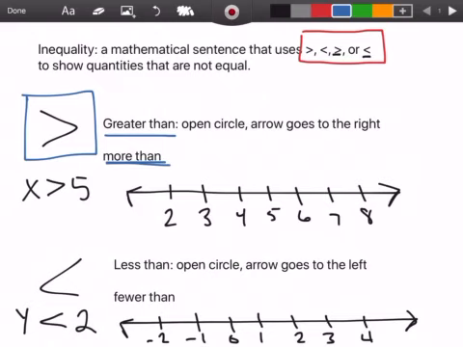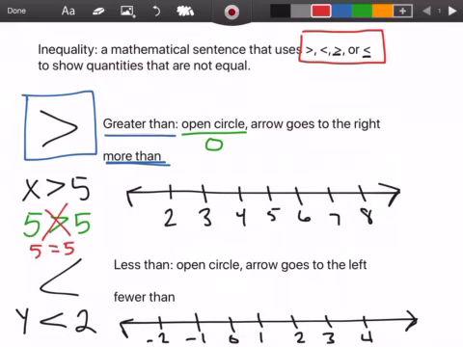Now, in order to graph this, we're going to use what's called an open circle. Okay, an open circle is a circle that is hollow. Okay, it's not filled in. Now, the reason we're doing this is because our solution to the inequality is not equal to the number that we're starting on. So if I look at my example, x is greater than 5. If I were to ask, can x be 5? You would say, is 5 greater than 5? And this is not a true statement. This is false because 5 equals 5. It's not greater than 5.